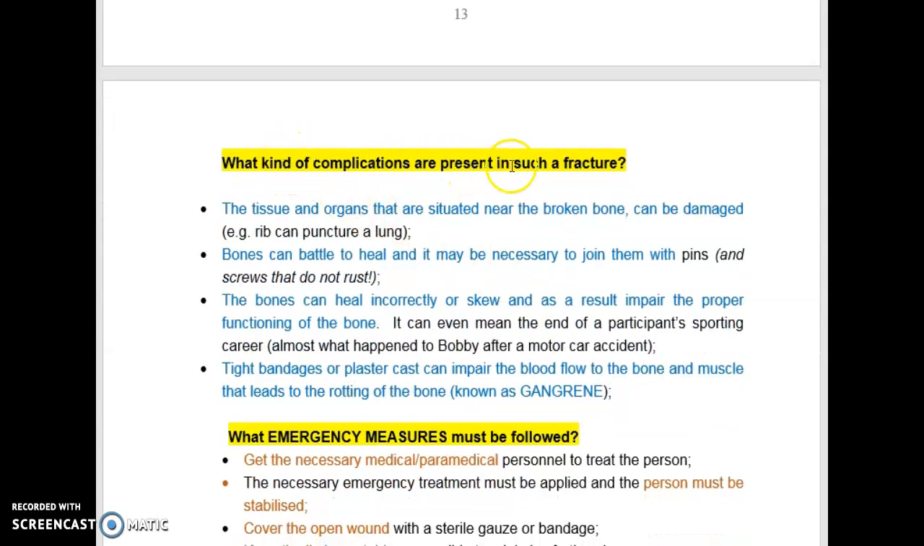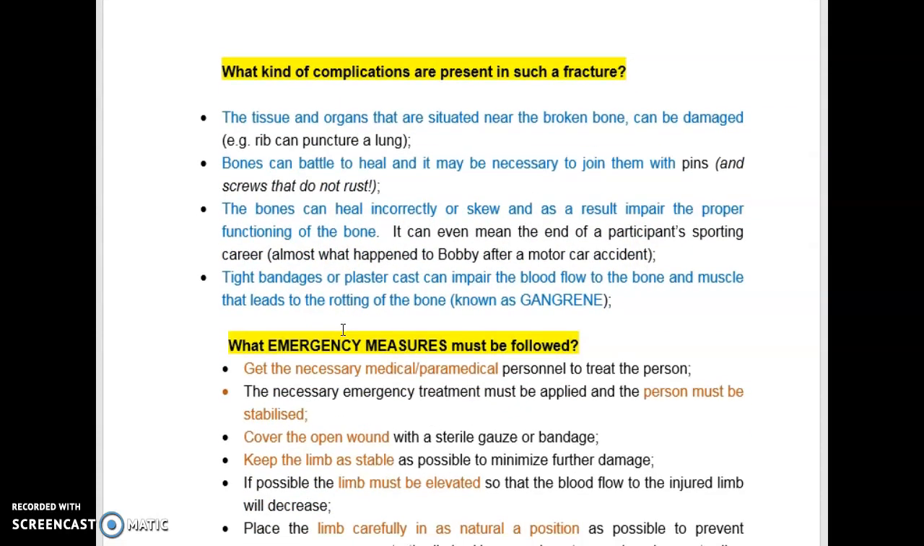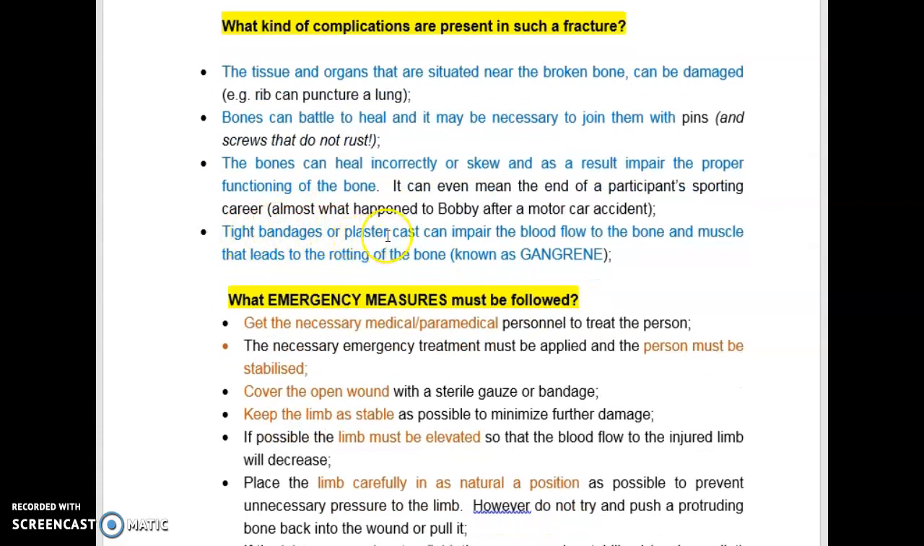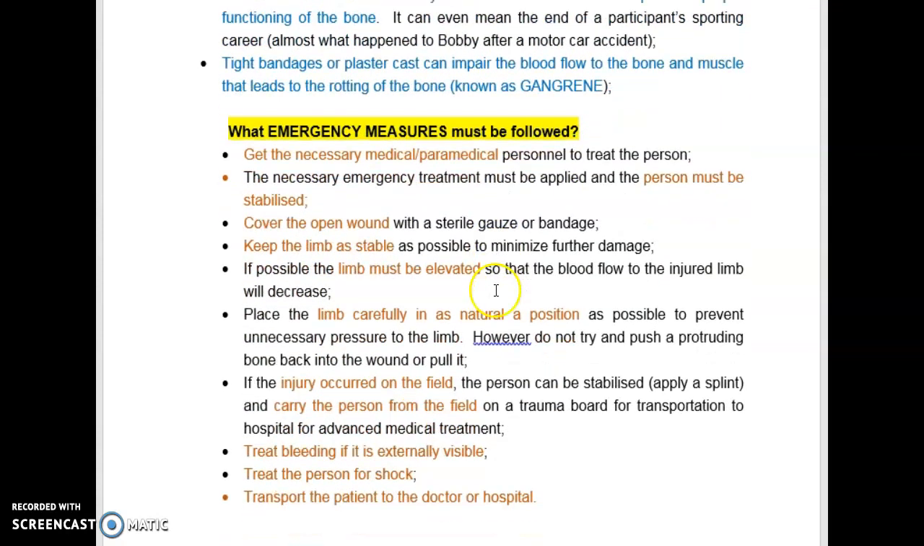What are the complications that are present in such a fracture? Very important question. The tissue and organs that are situated near the broken bone can be damaged. Like a rib, it can actually puncture a lung. The bones can battle to heal and it may be necessary to join them with pins and screws that do not rust. And the bones can heal incorrectly or skew and, as a result, impair the proper functioning of the bone. So you might grow it weird. And tight bandages or plaster casts can impair the blood flow to the bone and muscle, and that leads to rotting of the bone, which is known as gangrene.